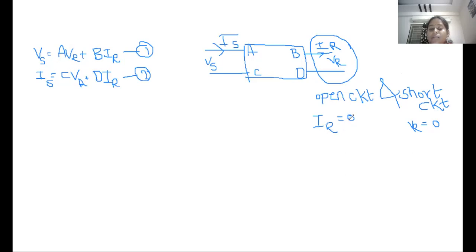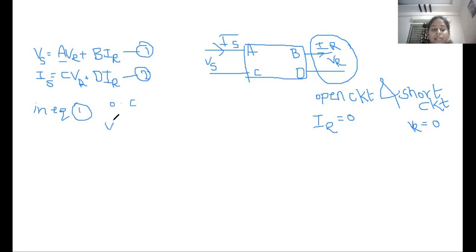If we substitute these two conditions in equations 1 and 2, we can get the values of the constants A, B, C, D. In equation 1, for the open circuit condition, IR equals 0. Put IR equal to 0 in equation 1, and we can get the value of A.